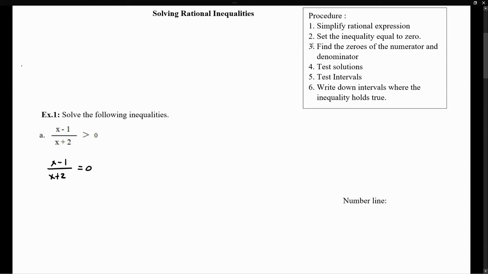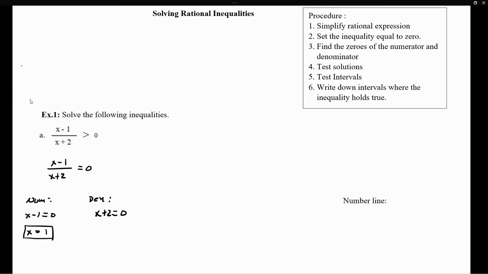Now here's the most important step. We want to find the zeros of the numerator and denominator. This is why we wanted to set it equal to 0 first, because we want to ignore the inequality for a second and treat it as if it were an equation. So I'm going to set the numerator equal to 0 and set the denominator equal to 0. For the numerator, we have x minus 1 equal to 0, and for the denominator, x plus 2 equal to 0. Solving, the first gives positive 1 and the second gives negative 2. So we're done with step number 3.